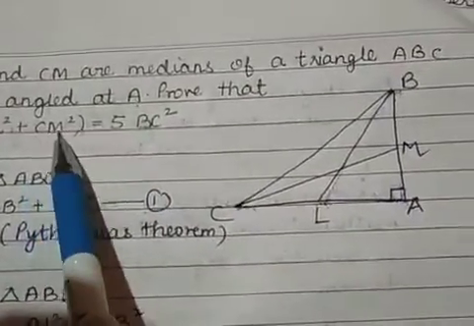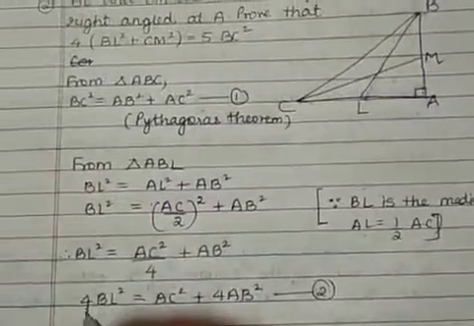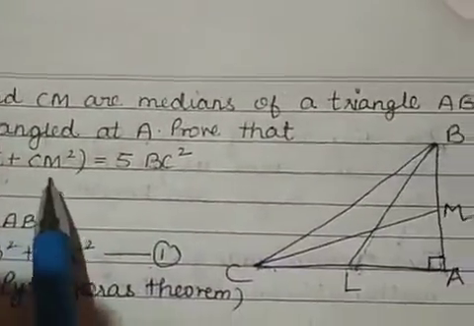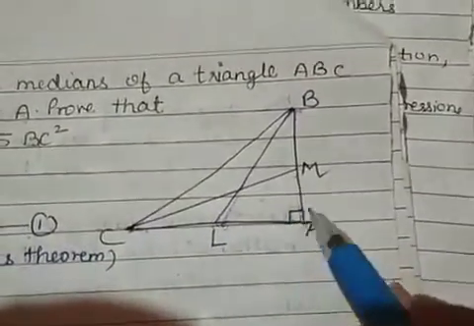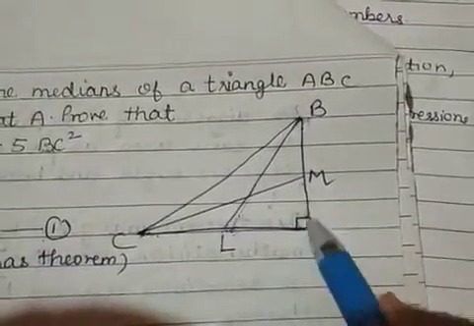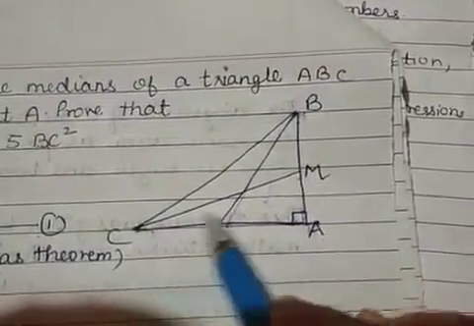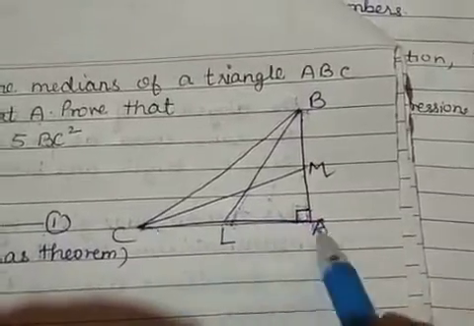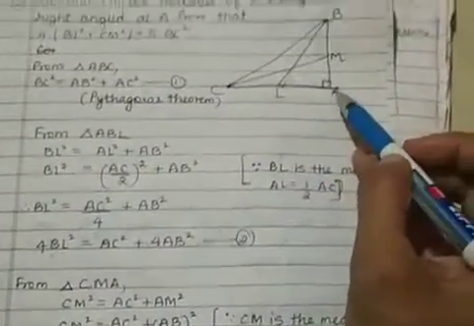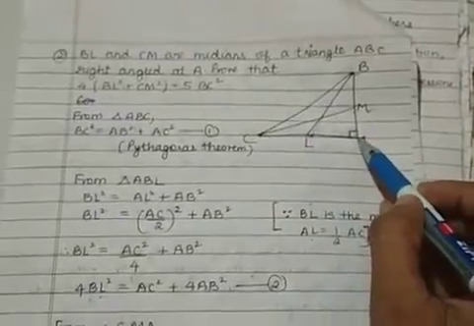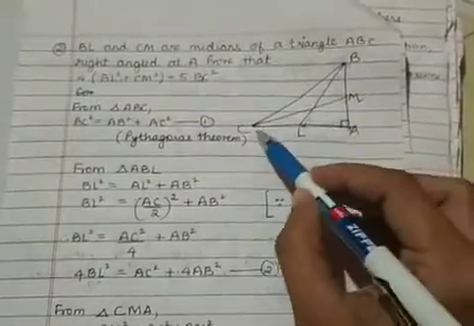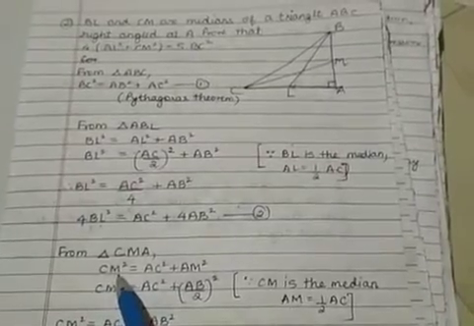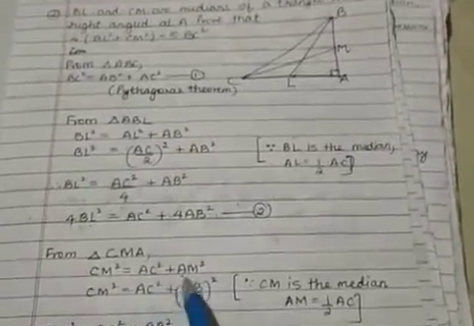Next you need CM. From here we got BL, correct? Now we need CM. CM can be obtained from which triangle? CM can be obtained from triangle ACM, or AMC, or CMA, from this particular triangle. So from triangle CMA, by Pythagoras theorem, CM square is equal to AC square plus AM square.